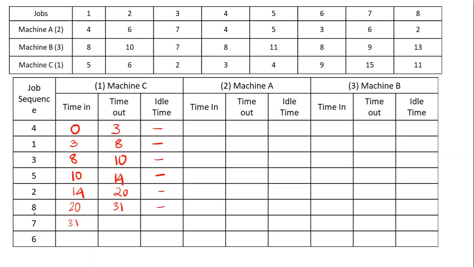At the 31st hour, it completes job 8 and starts job number 7. Job number 7 takes 15 hours to be completed. So basically it is 46 hours. At the 46th hour, it is going to complete job number 7, no idle time. After that it starts job number 6. Job number 6 takes 9 hours. So just add plus 9, which will give us 55.